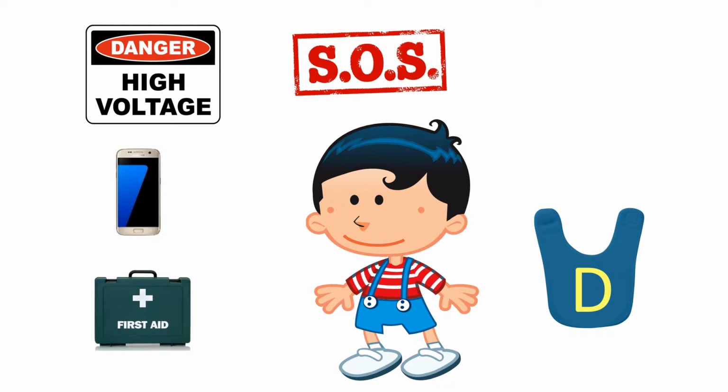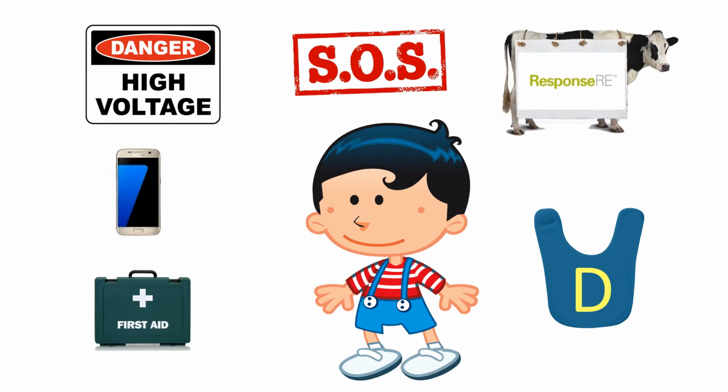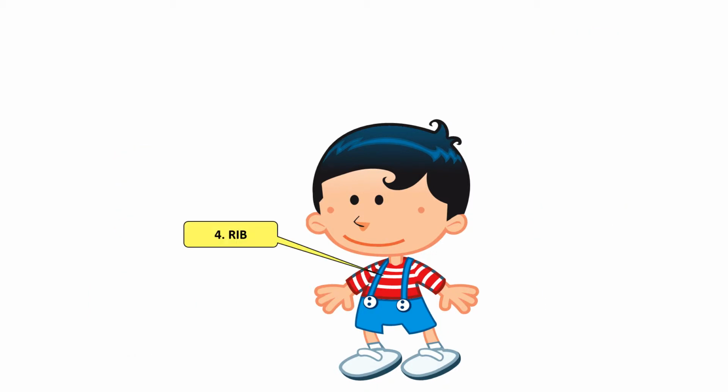What about position number 2? Can you remember? Point to your nose. 2 is nose. What was standing on your nose? That's right, a cow with a sign on the side of it saying Response Real Estate. Great job. Position number 4, remember, it's your rib. What pictures do you think we're going to have on your rib?